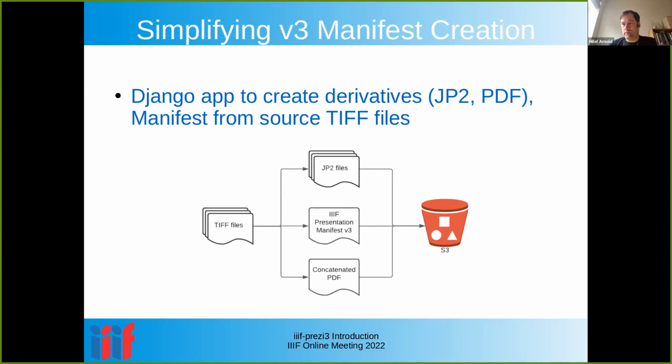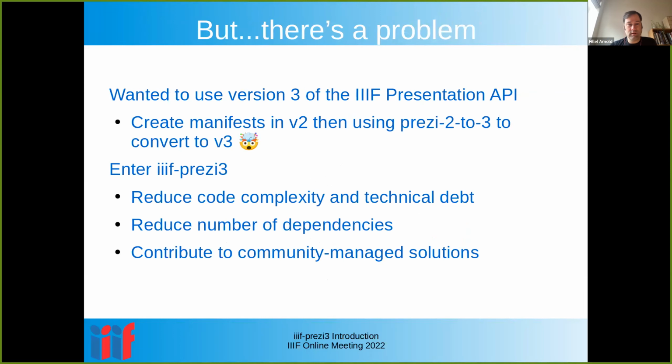A couple of years ago, we implemented IIIF as part of an update to our discovery environment. The diagram below shows a Django Python application that we built to produce the various image derivatives that we needed, as well as the presentation manifest. This probably looks familiar to you. If it does, that's because I looked at what other people were doing and copied it. So this is all great. Mike, can you go to the next slide, please?